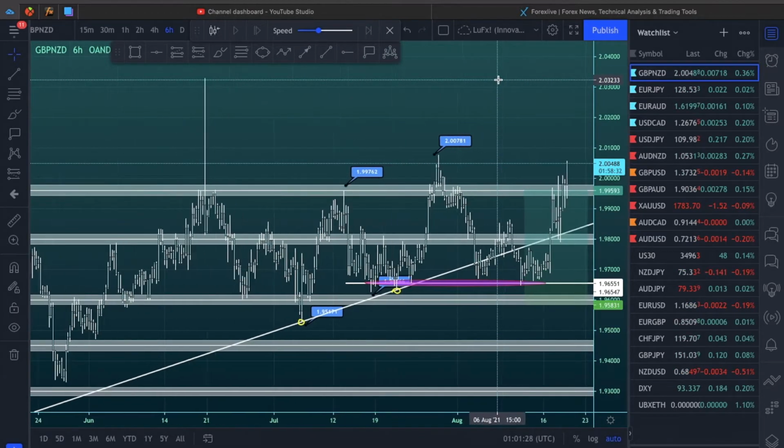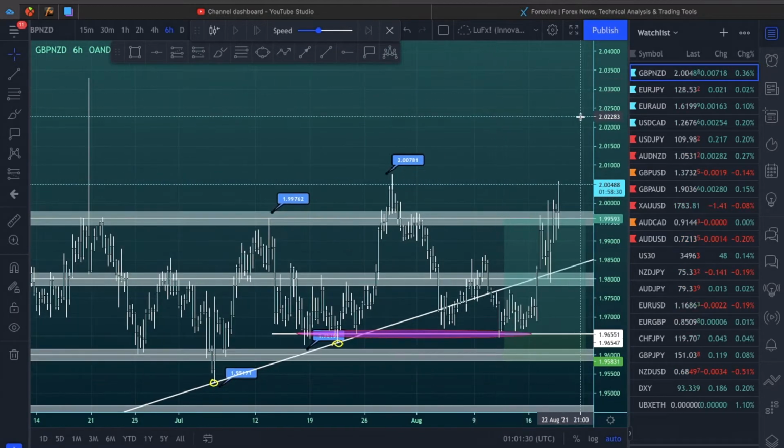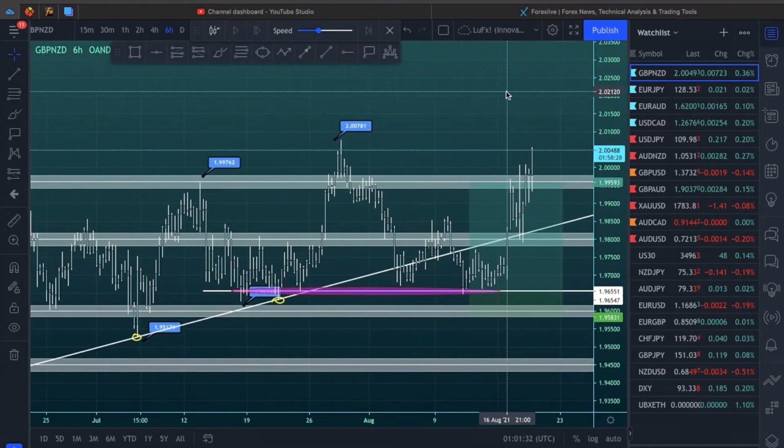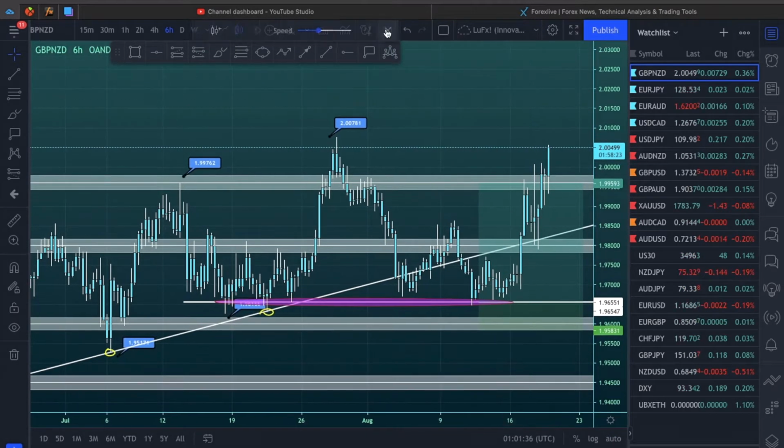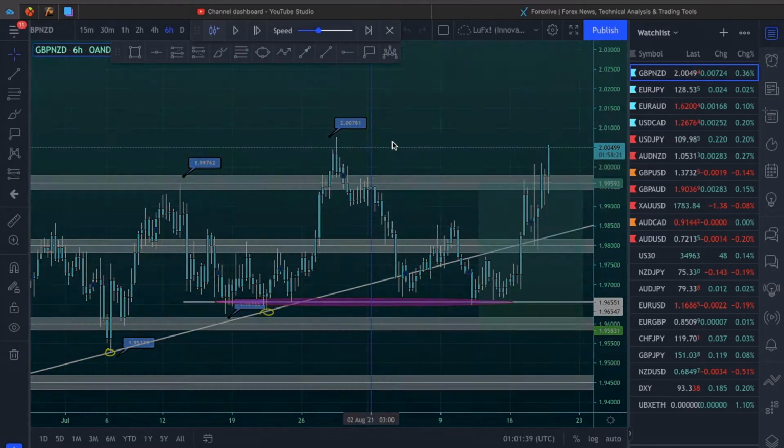So I'm going to try to break these down quick because I don't want the video to be too long. I got 4 trades I'm going to be covering. So if I'm talking fast, I'm sorry. You're just going to have to catch up. But we're just going to start with GBP NZD.